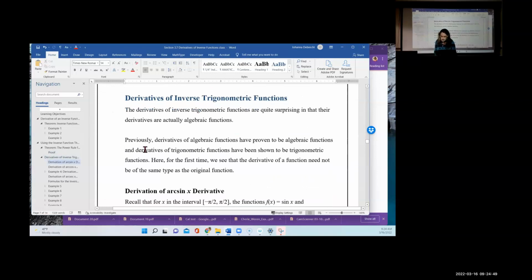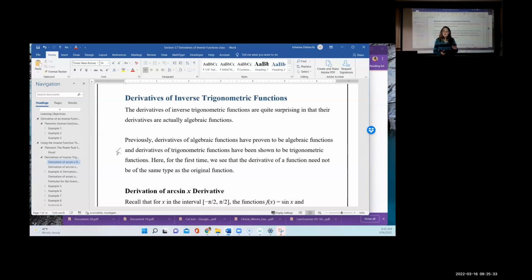All right. And now we're going to take a look at the derivatives of the inverse trig functions. These are a little bit weird. In fact, they're going to be the first time that we've taken the derivative of a type of function and gotten a different type of function. So in the past, if we had something algebraic, like a polynomial x squared plus 2x plus 3, and we took the derivative, we got 2x plus 2, which is still algebraic, right? It's still a polynomial. So the derivative of the algebraic function was still algebraic.